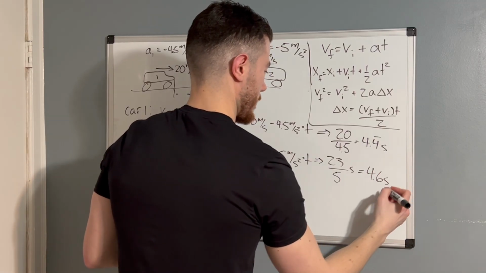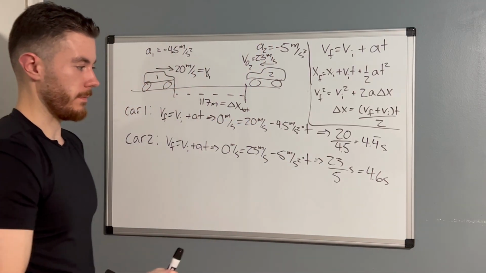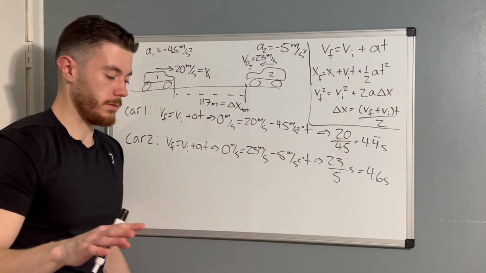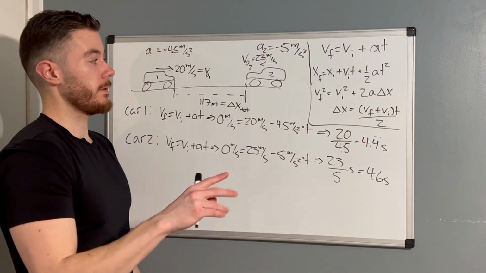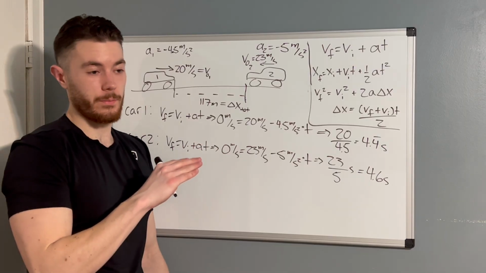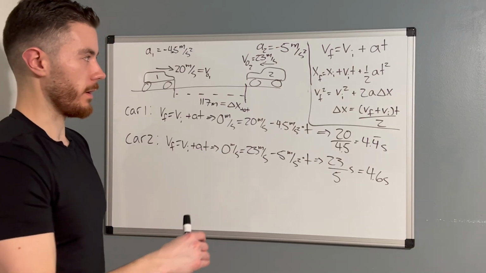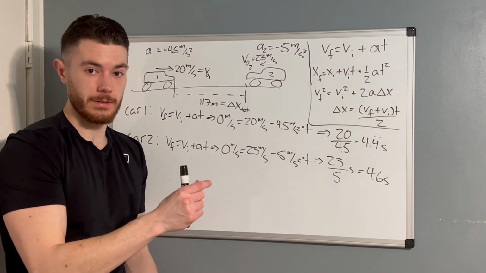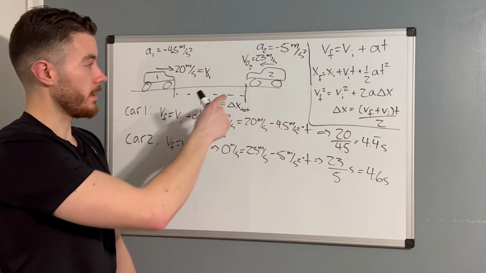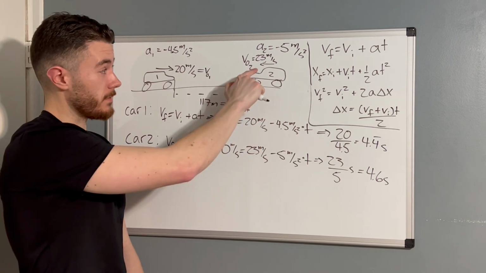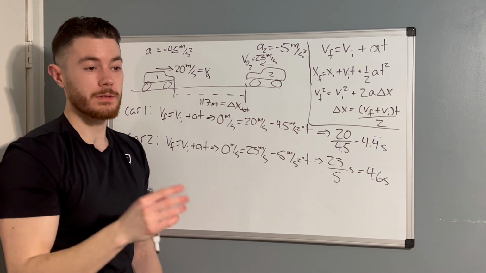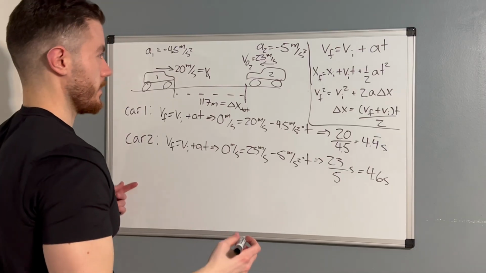4.6 seconds for car 2 to stop. Now, the important information that we got is car 2 doesn't begin applying the brakes until 1.1 seconds after car 1 begins applying them. So it travels some distance. Car 1 hits the brakes. Car 2 travels some distance at this velocity before applying the brakes. We need to calculate that distance.